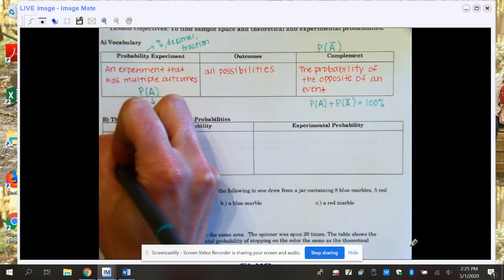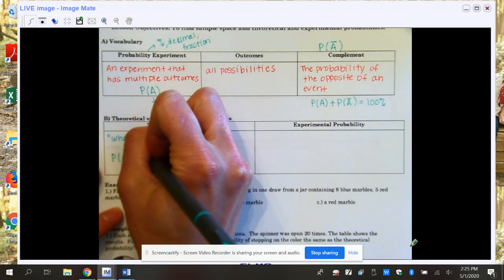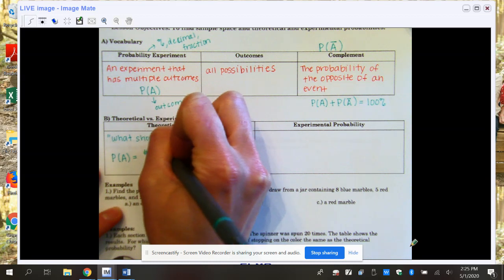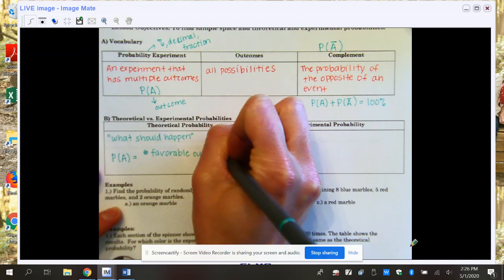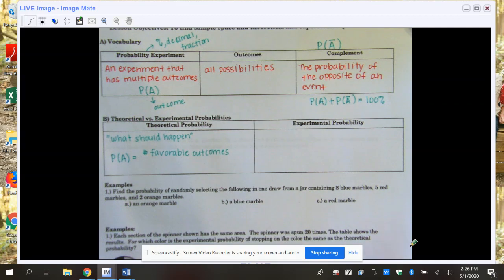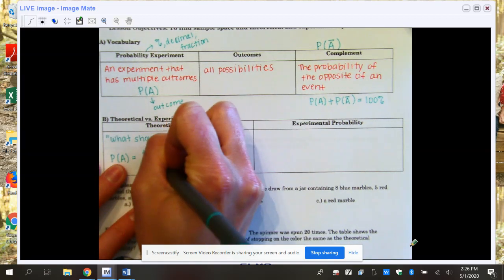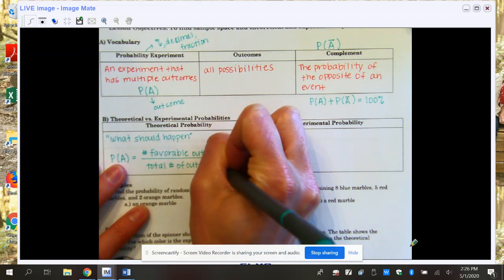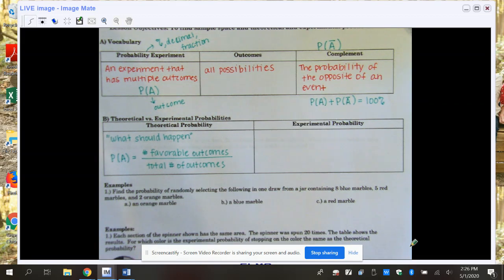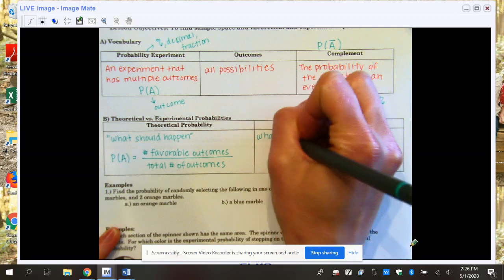And so the way that we always calculate that probability is the number of favorable outcomes, so what you want. For example, if I want to roll an even, I would have 3 favorable outcomes over the total number of outcomes. So there's 6 total outcomes. Okay, so the experimental probability then is what actually happens in your experiment.